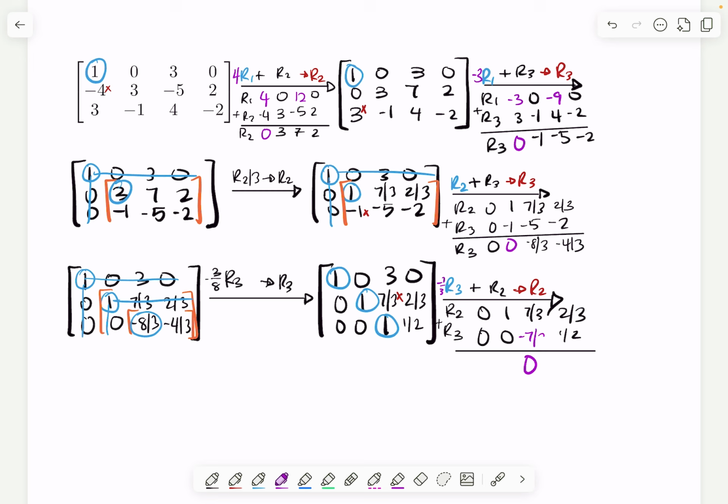And this becomes negative 7/3. We have 1/2 times negative 7/3. That's 7/6, and it's negative. So we have negative 7 divided by 6. And now we just add. So 0 plus 0 is 0. This is 1. This is what I wanted it to be, 0.